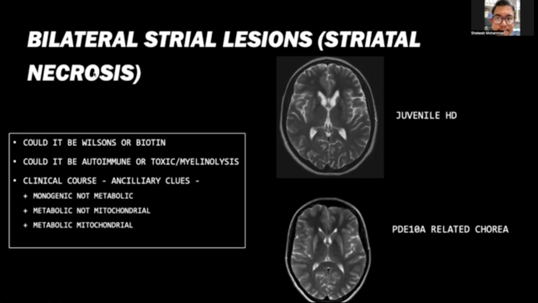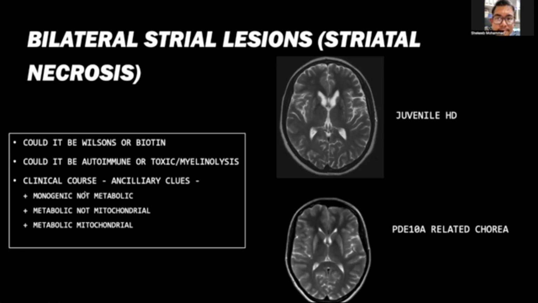When you do see these lesions, what I think is more pragmatic to remember is, are you missing a treatable disorder, such as an inflammatory or autoimmune disorder, or a neurometabolic decompensation with toxins or myelinolysis? Could it be Wilson's or biotin-responsive? And you've seen the clues to those patterns before.